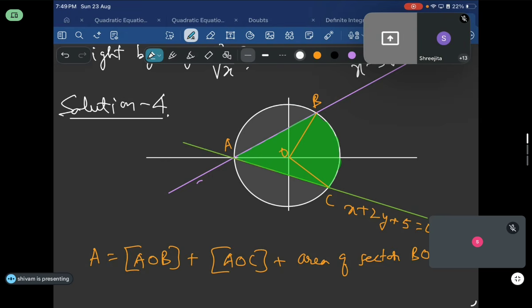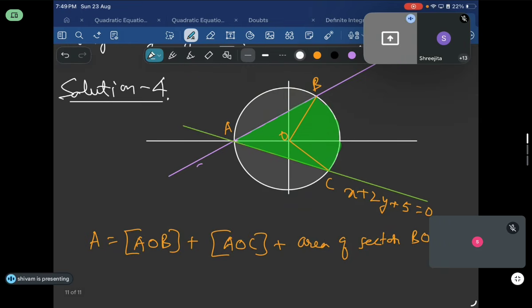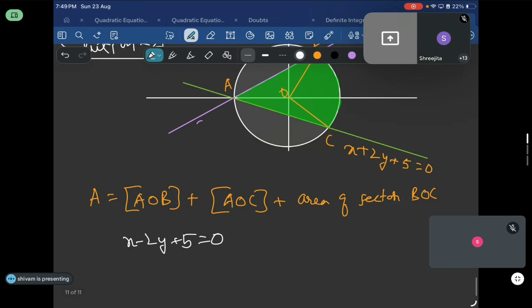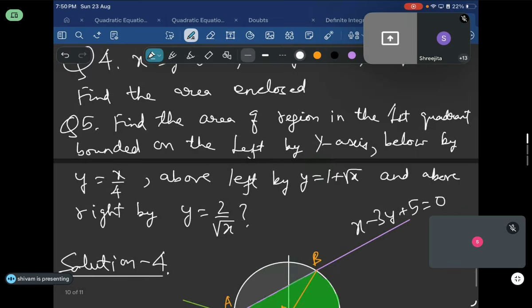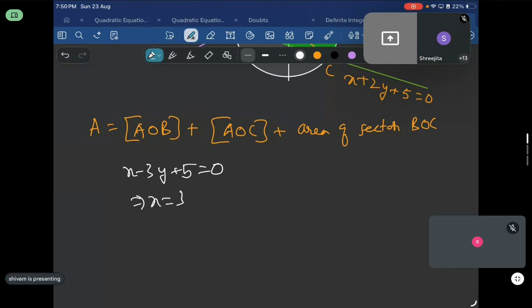See, over here, what is the area of triangle AOB? We need to find out the height of the triangle. Base of both the triangles we know. So for that we need to find the value of B. We know that B will intersect the circle in the first quadrant. So let us start. x minus 3y plus 5 is equal to 0. So x equal to 3y minus 5.